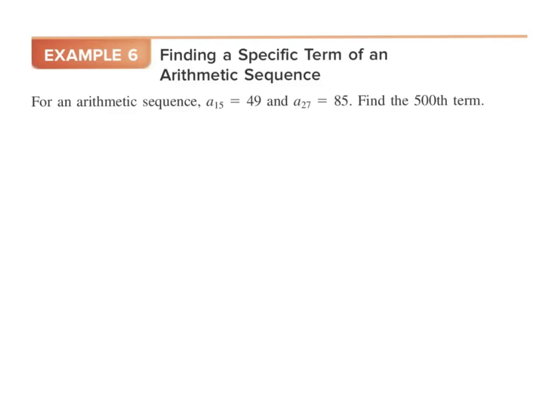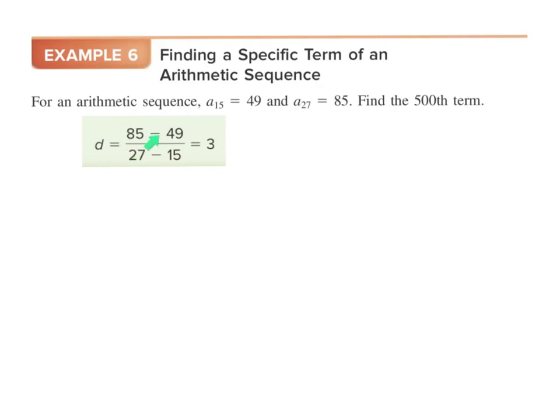So the first thing that we're going to do is find the common difference. Since I have these 2 terms, I can find the common difference, since I know that there's 12 terms in between here. The way we're going to do that is subtract, kind of like the slope formula, right? So if I take 85 minus 49 divided by 27 minus 15, that's going to give me 3.